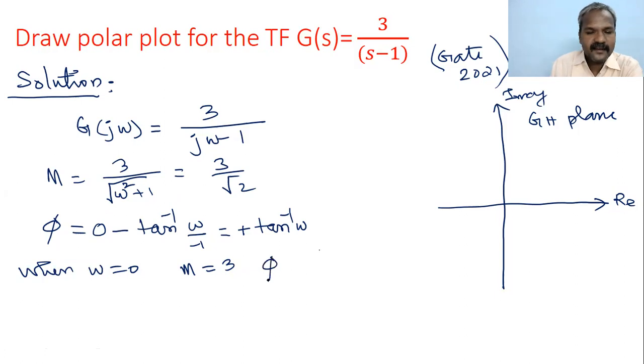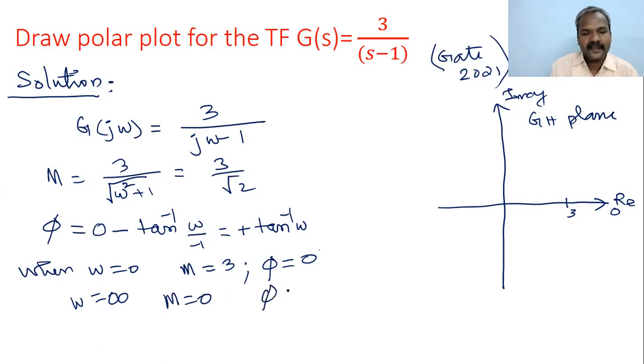What is the phase angle? The phase angle is 0. So if you proceed like this, where the polar plot starts, when omega is 0, the magnitude is 3 and the phase angle is 0. From 3 it starts. When omega is infinity, where it terminates, the magnitude becomes 0. What is the phase angle? The phase angle is plus 90 degrees.